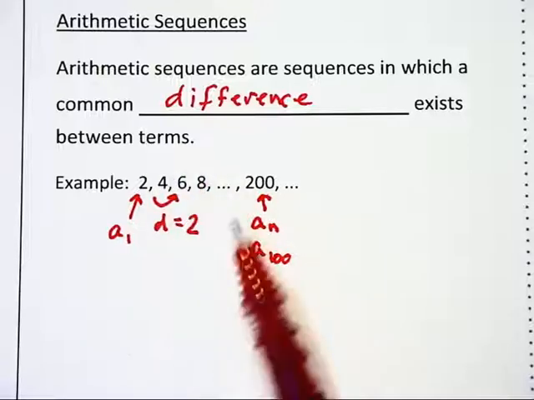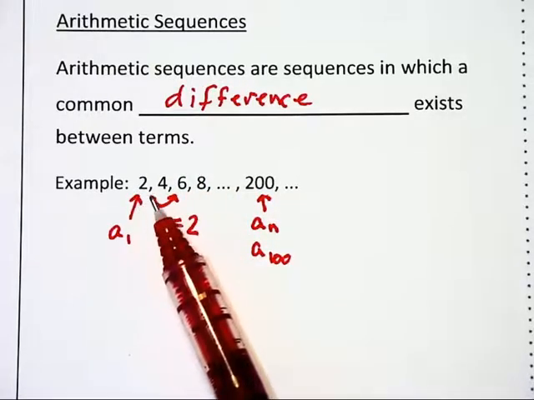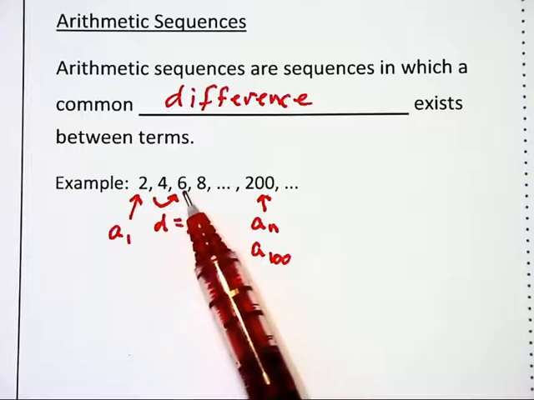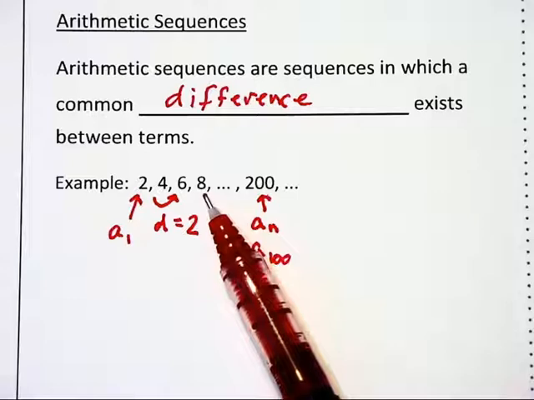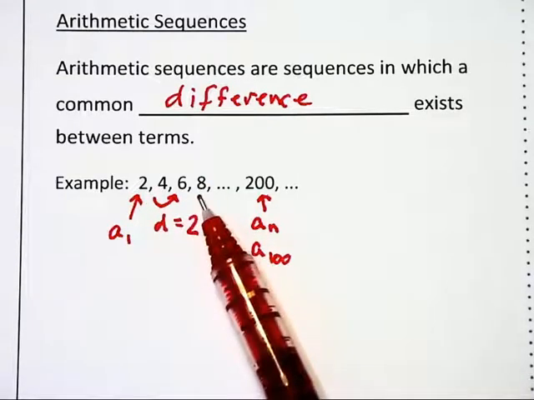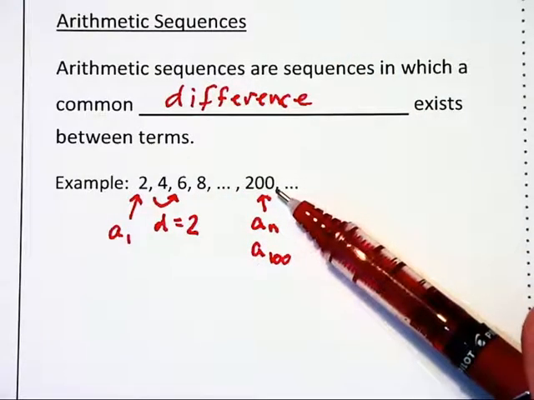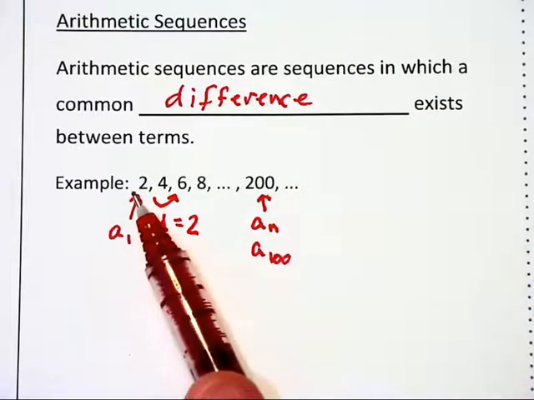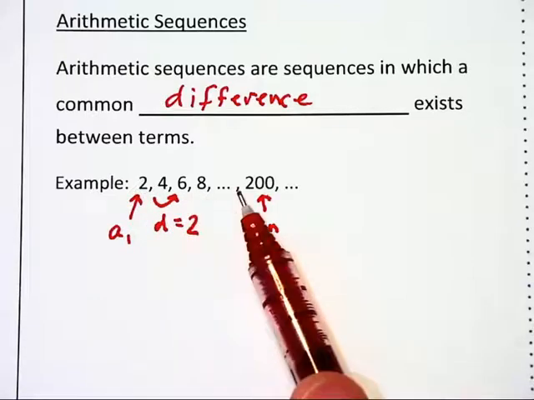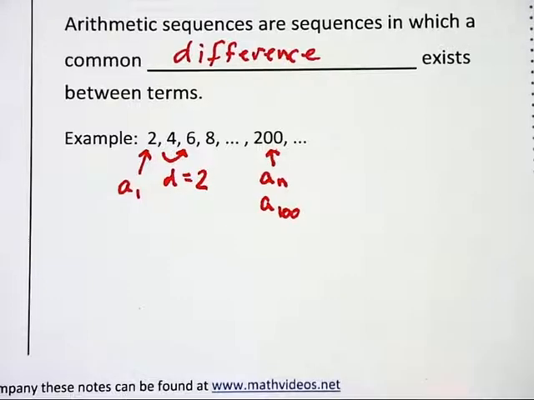Notice to get to the third term, we started with 2 and we went forward our difference of 2 twice. We went forward twice to get to our third term. To get to our fourth term, 8, we'd start at the 2 and we'd move forward our difference 3 times. To get to the 200, which is the 100th term, we'd have to move forward 2, 99 times from our starting point here. Basically, this helps us generate a formula.